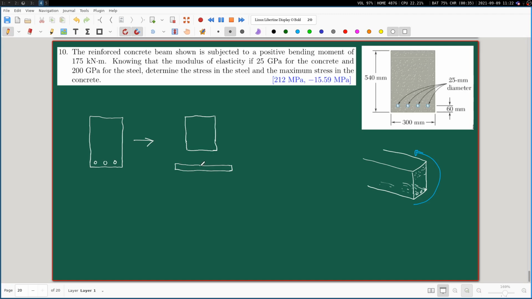Now the question is, we have arbitrarily drawn this horizontal line and said that conceptually this must be the neutral axis, but we don't know what is the location of this neutral axis. So suppose we say that the location of this neutral axis is at a distance of x from the top surface.